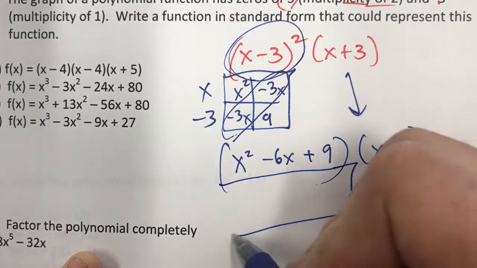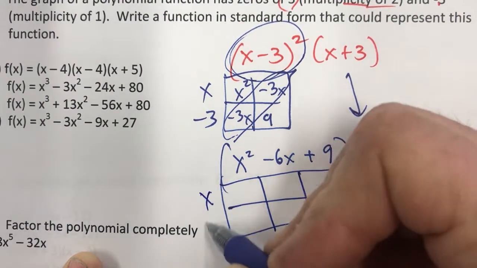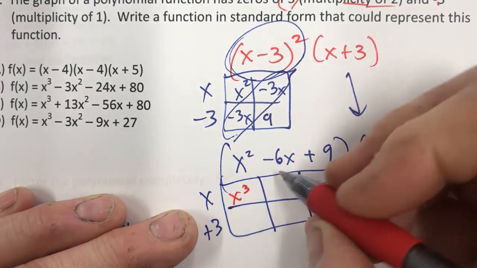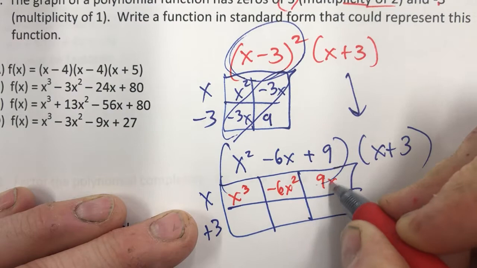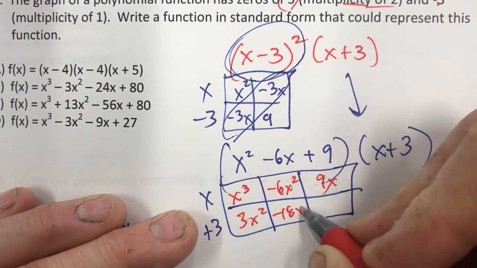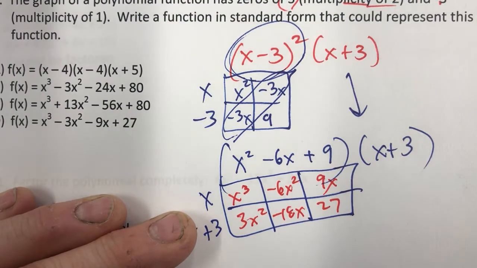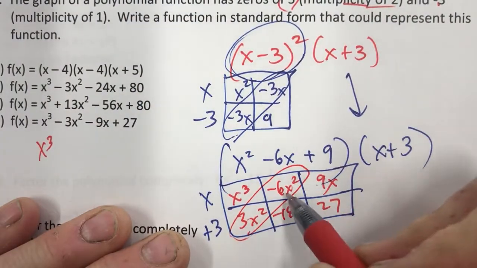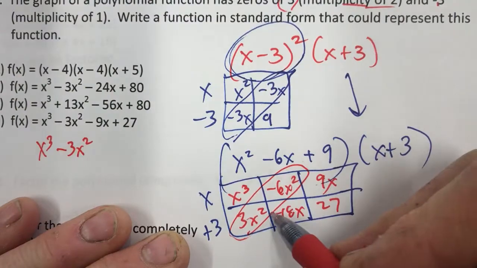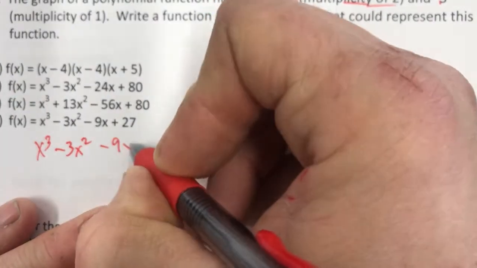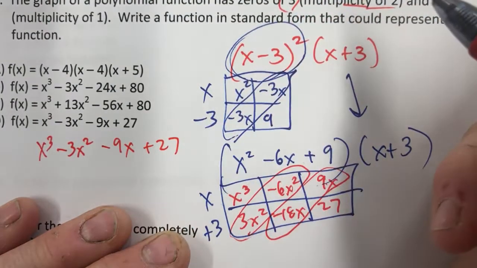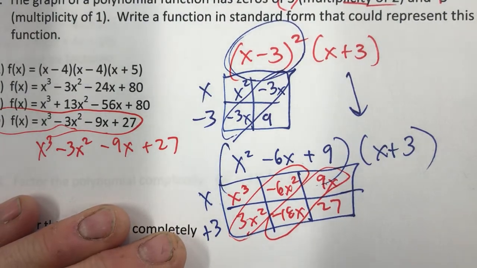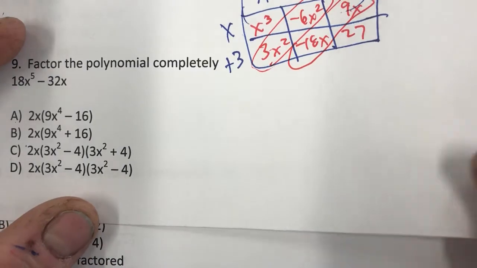Alright, so let's build this little box right here. Bring x plus 3 over here to the side. Okay, so this looks like x to the third. This looks like negative 6x squared. This looks like 9x, 3x squared, negative 18x, and then 27. Okay, so I have x to the third. These are like terms, so negative 6 plus 3 is negative 3x squared. These two are like terms, 9 plus negative 18 is negative 9x. And then I have 27. Okay, that looks like D. So D's my answer.